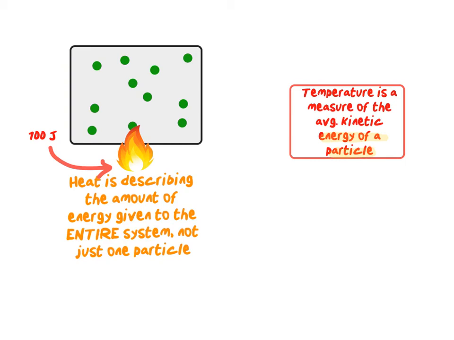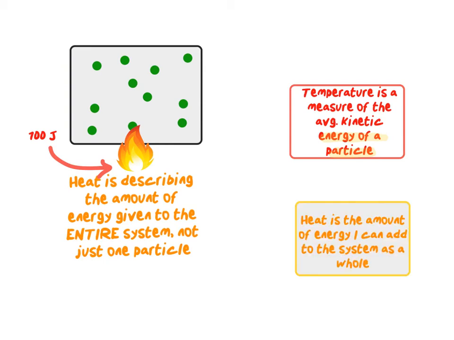So far what I've found is that temperature is really a measure of the average kinetic energy of a particle, and heat appears to be the amount of energy that I can add to the system as a whole, which will result in a difference in temperature.